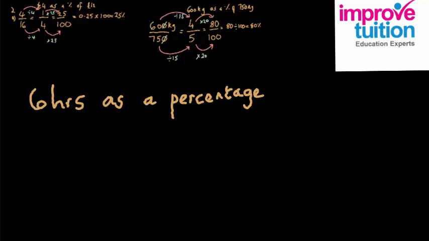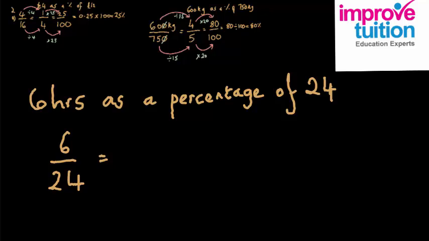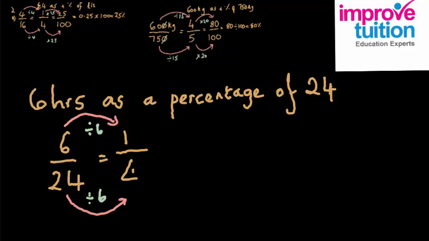So okay, if we've got 6 hours and we want to work out a percentage of 24, if we've got 6 hours as a percentage of 24, then let's simply write it as a fraction. 6 over 24. We see what number goes into both of them. 6 goes into both of them. So it's 6 divided by 6, 24 divided by 6. That's 1. 6 divided by 6 is 1. 24 divided by 6 is 4. So we've got a quarter.